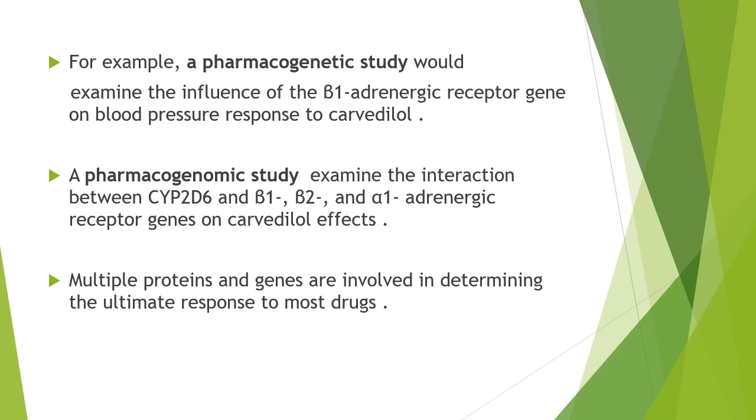We will take carvedilol as an example. A pharmacogenetic study would examine the influence of the beta-1 adrenergic receptor gene on blood pressure response to carvedilol, whereas a pharmacogenomic study will examine the interaction between cytochrome P2D6 and beta-1, beta-2, and alpha-1 adrenergic receptor genes on carvedilol effects. Multiple proteins and genes are involved in determining the ultimate response to most drugs.